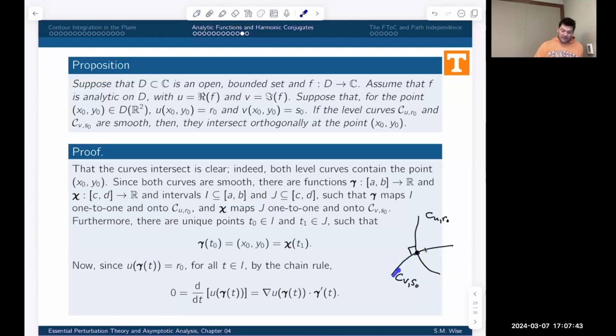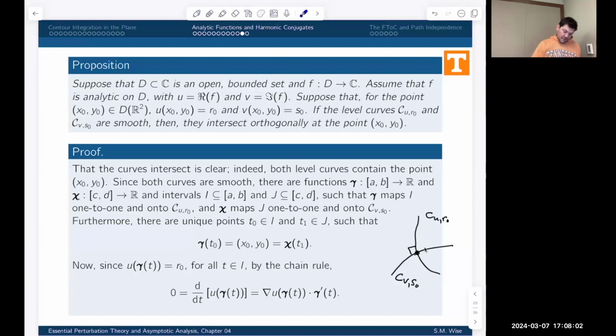So remember, these are the level curves. They're descriptive of the value. So you have to kind of project up to see the value r naught and s naught. Okay. Yeah, level set is a preimage. Yes. Yes.